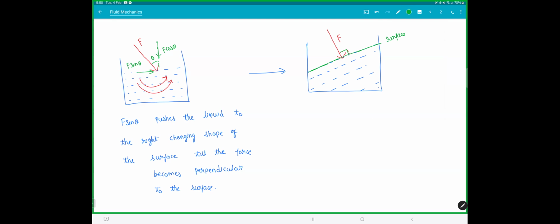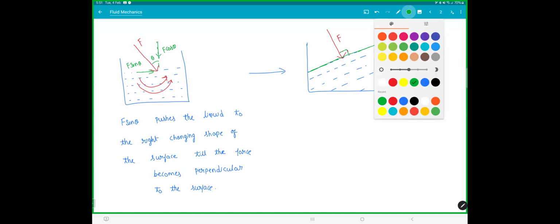If the force is not perpendicular to the surface, the argument is like this. Again, listen. If the force is not perpendicular to the surface, that means there is a component parallel to the surface. If there is a component parallel to the surface, since there is no friction, the layers will move. If the layer moves, the surface shape will change. This has to keep on happening till there is no horizontal component or no parallel component. Making sense? So eventually the force has to become perpendicular.